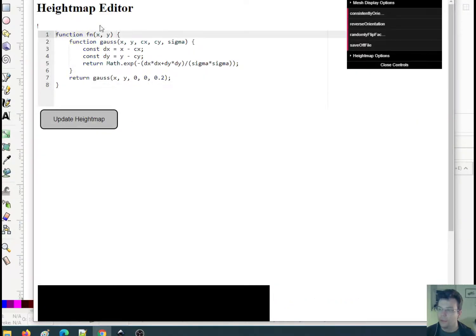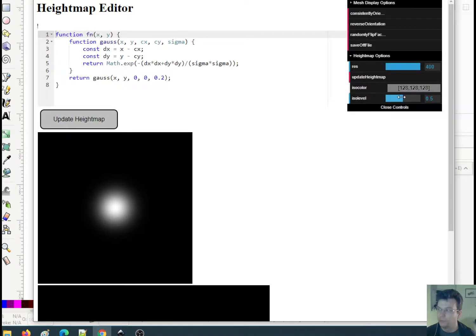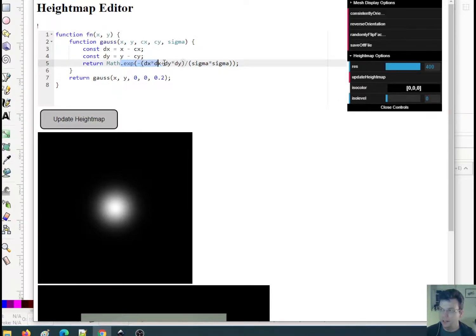Okay, so this should look fairly familiar. This is our good old Gaussian Blob. So we drew this with a shader before, but what it is a blurry circle. So it's just that equation, e to the negative x minus center x squared plus y minus center y squared over some radius squared. And what that does is it gives a gradual fall off away from the center.